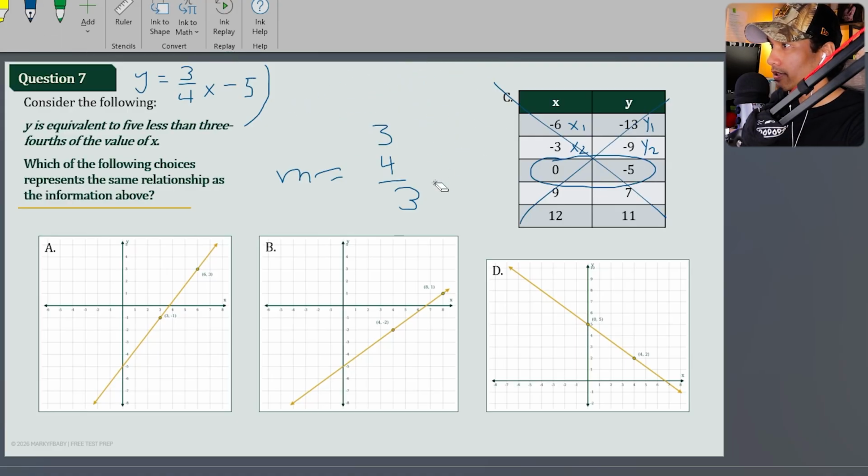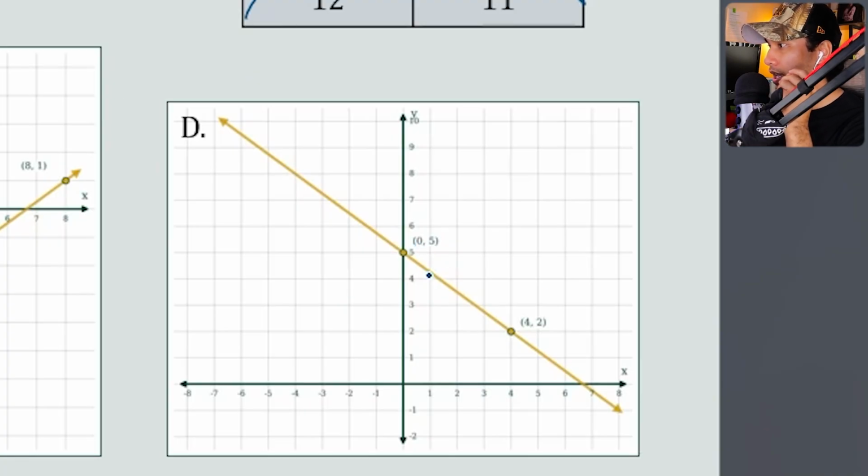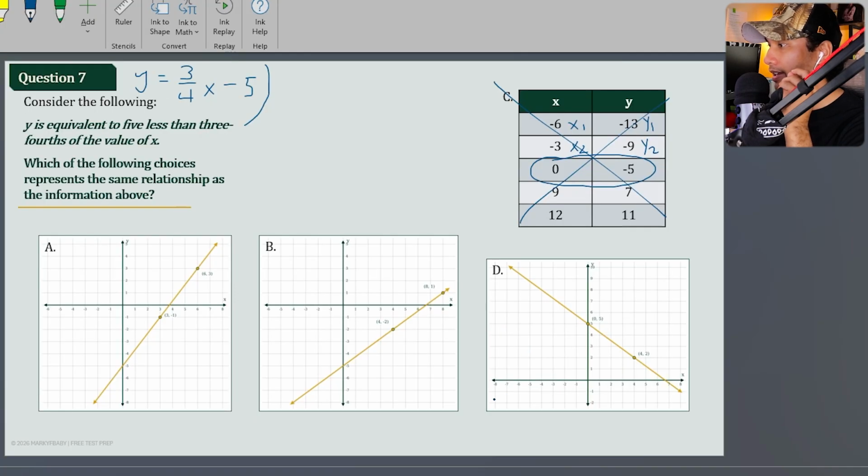All right. Let's see what else we got here. Let's start with -5, right? Well, I have a y-intercept at 0, 5. So that does not equal -5. I need 0, -5 as my ordered pair. And this, folks, is incorrect.